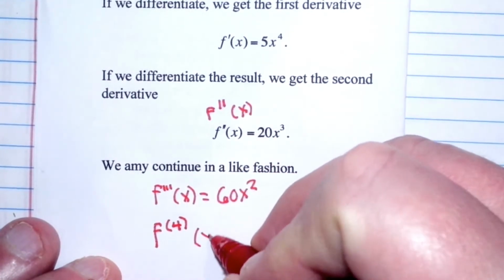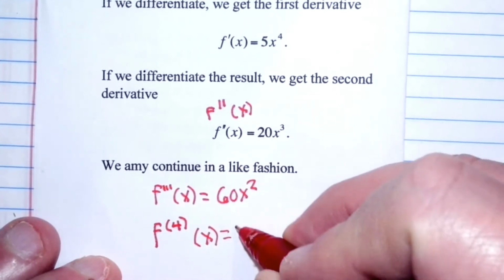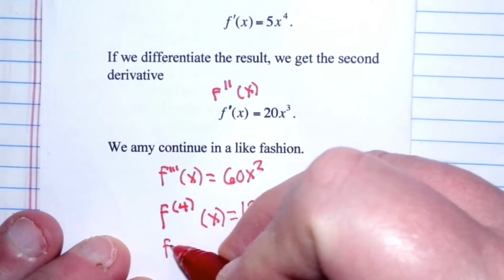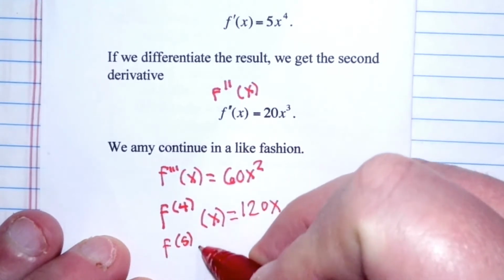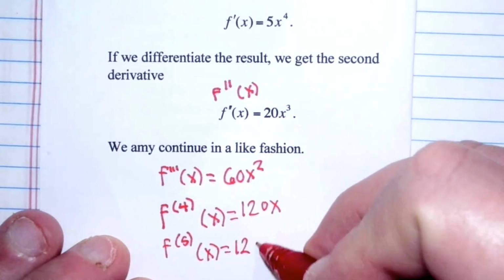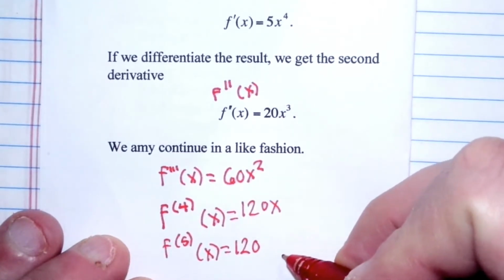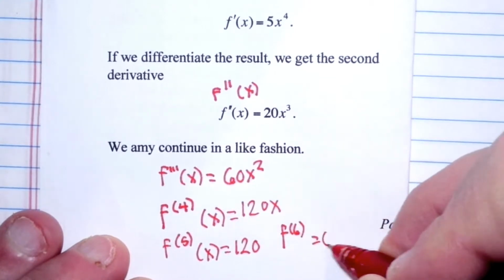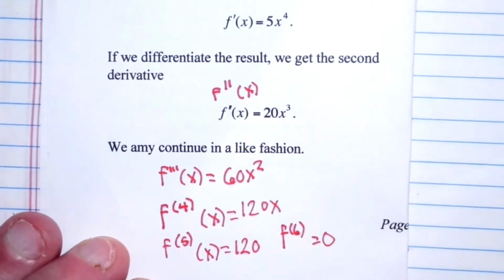And so the fourth derivative would be 120x, and the fifth derivative would be 120, and then the sixth derivative would be 0, and all subsequent derivatives would also be 0, the seventh, the eighth, and so on.